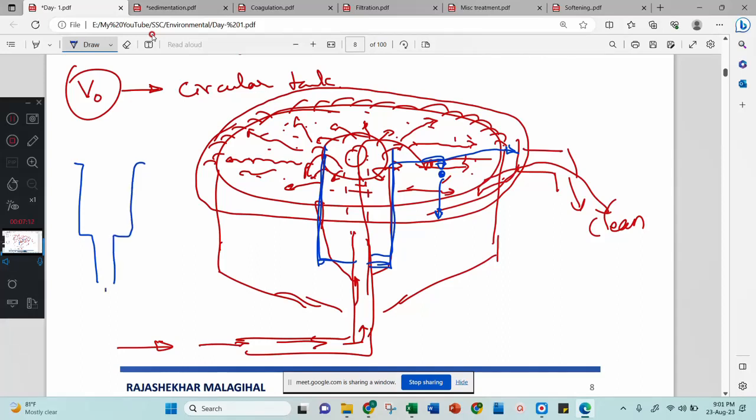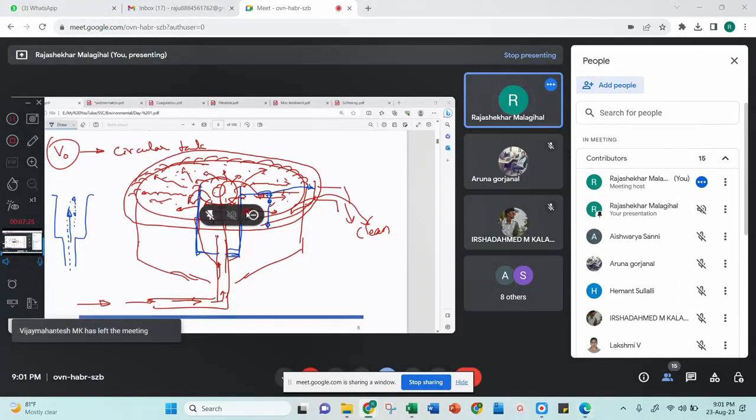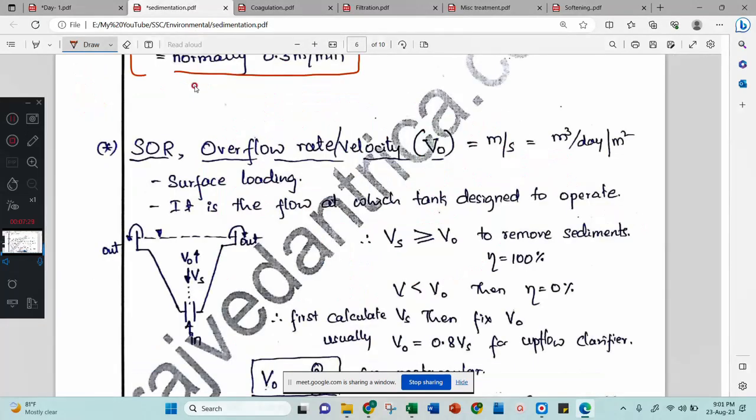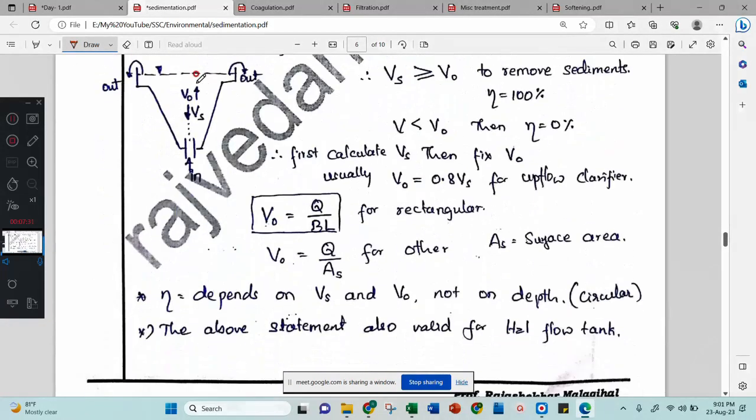What is that fight? The particles are moving up because the overflow is going in this direction, and the particles have some velocity here, so they will come down. The fight is between the settling velocity and the overflow velocity. Considering all of this, we have to say that Vs should be greater than V naught. Then only can we remove the particles. This is the entire sedimentation tank.